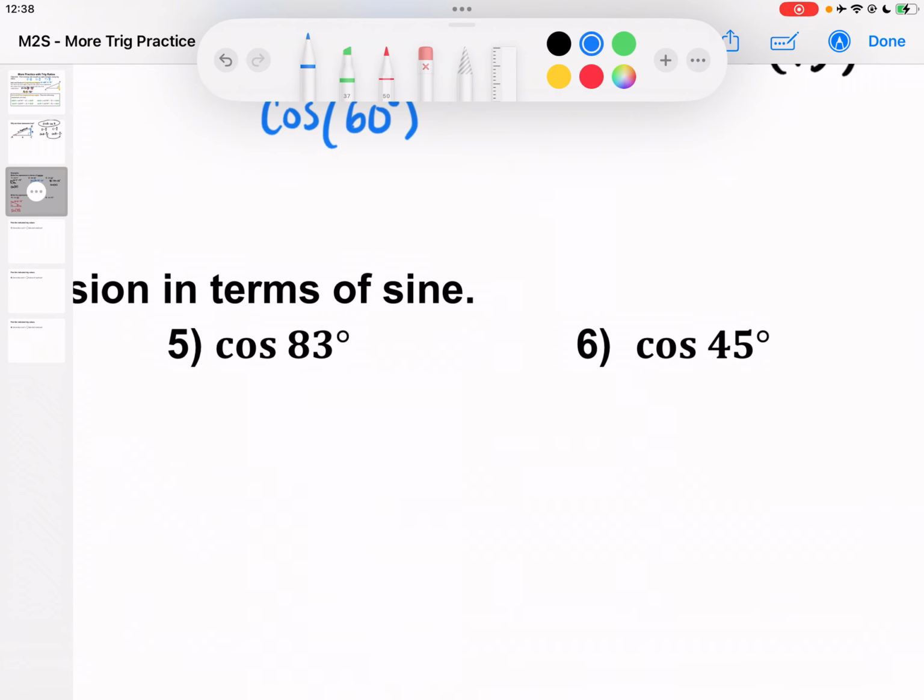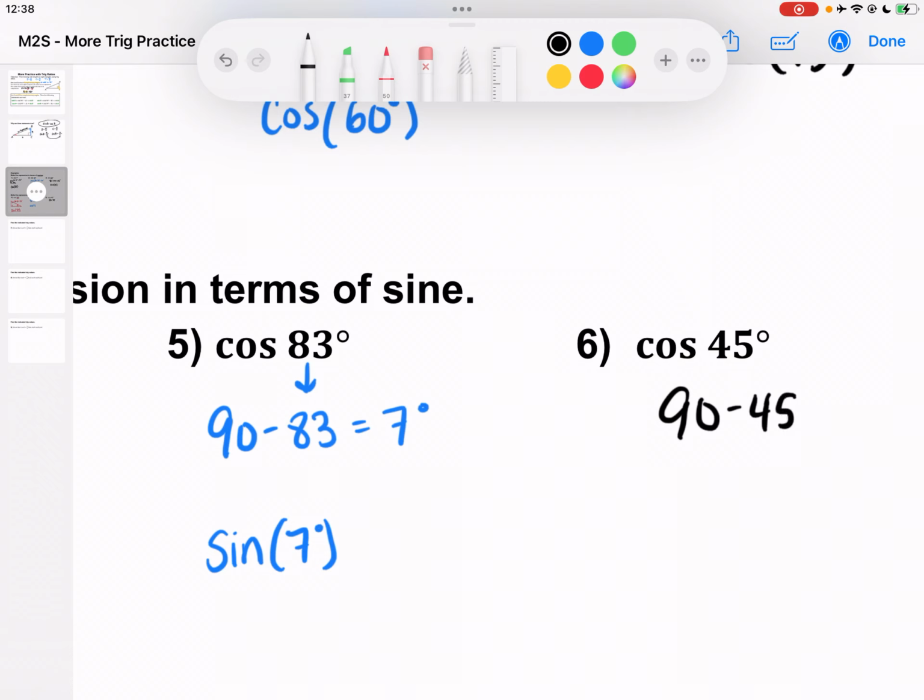It shouldn't be anything too crazy. So we've got 90 minus 83, which is 7 degrees. So this is sine of 7 degrees. And then the last one, 90 minus 45 is 45 degrees. So this would be sine of 45 degrees.